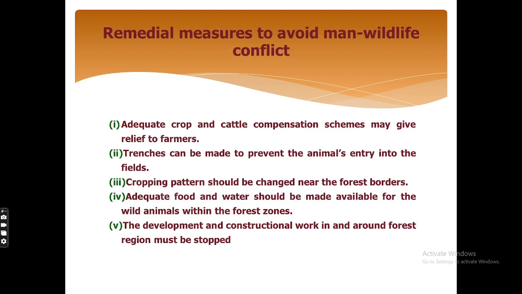So what are the remedial measures to avoid man-wildlife conflict? Adequate crop and cattle compensation schemes. Trenches can be made to prevent animals from entering the fields. Cropping patterns should be changed near the forest borders. Adequate food and water should be made available for the wild animals within the forest zones. And development and construction work in and around forest regions must be stopped.